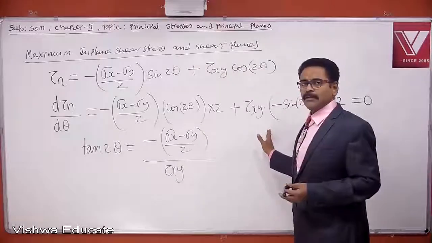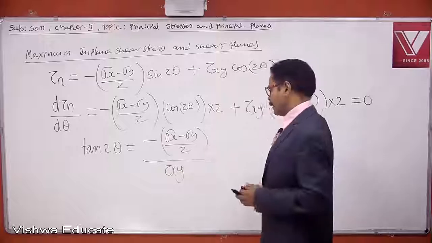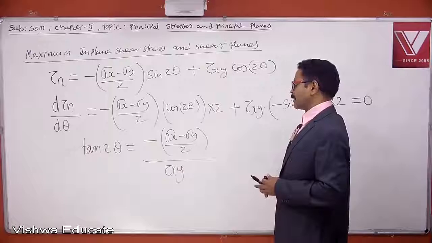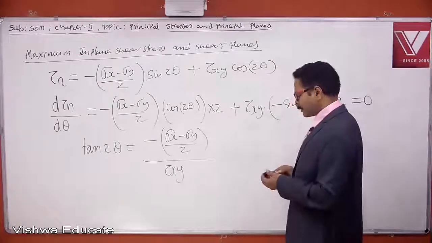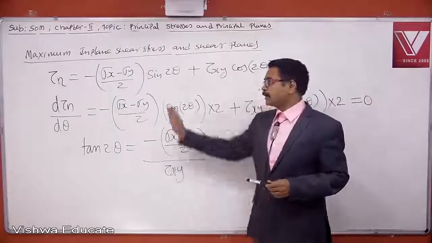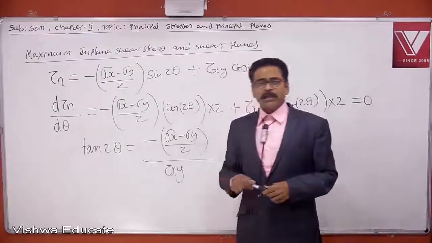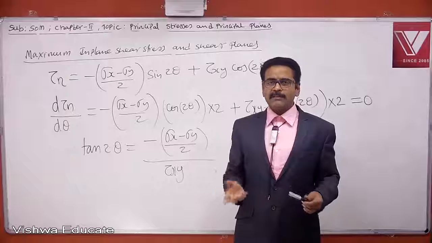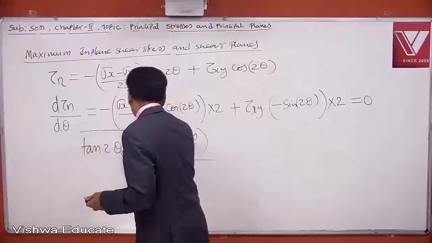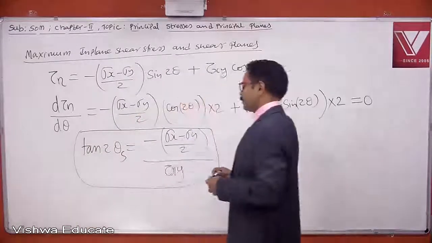On simplifying this, bring sine quantities to one side, then bring cos to that side, sine by cos is tan. So we get tan 2 theta is equal to minus of sigma x minus sigma y by 2 by tau xy. When tan 2 theta is equal to this much, tau n will be highest. That is the meaning. So I have to put S here. S means what? Shear plane. So theta S indicates the shear plane.